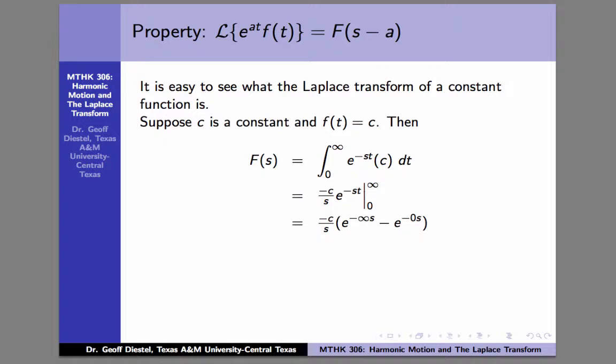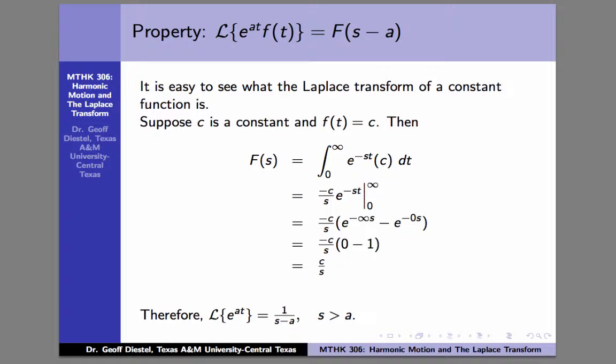What that really means is we know s is a positive number. So this is like the limit as the input of e to the negative something is going to 0 as that input is going to infinity. So it's 0. And e to the negative 0s is just e to the 0, so that's 1. So we'll get a minus 1 and the signs cancel. So the point is the Laplace transform of 1 is just the function 1 over s. The Laplace transform of 10 is 10 over s. That's linearity. The Laplace transform of negative 5 is negative 5 over s.